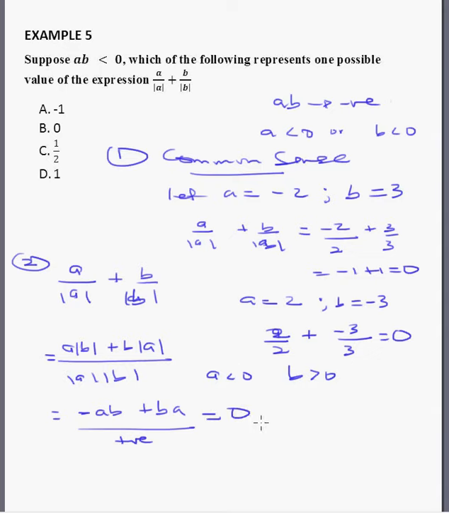So either way, and if you take the other way around, and you have a greater than 0 and b less than 0, you reach the same conclusion. So either way you do this, you end up getting the answer here to be equal to 0. So for a situation like this, you can plug in with your own numbers, or you can actually do the basic algebra way, and that should bring you to the same answer.